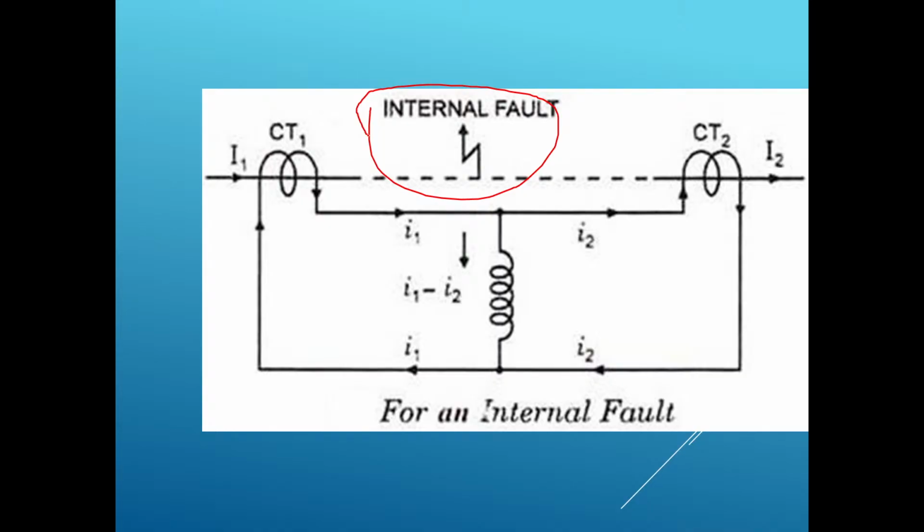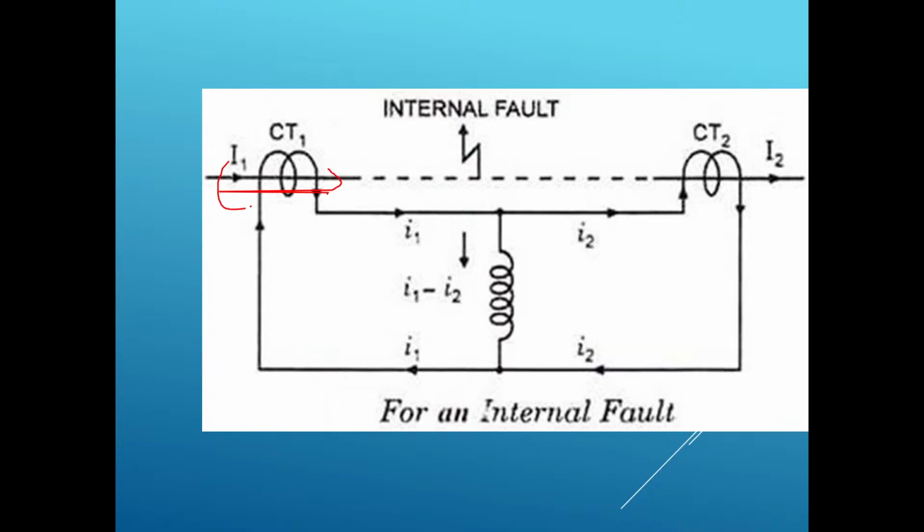Now, if a fault occurs, we know fault current can flow in any direction. Because of the fault, current can enter from both directions. We already know that current should always come out from the generating station and travel towards the distribution station, isn't it? But if a fault occurs, the current's direction may change.